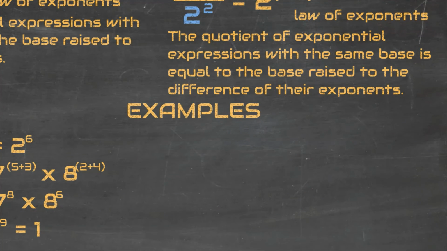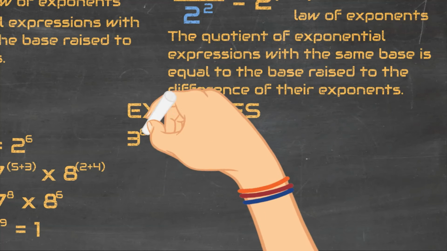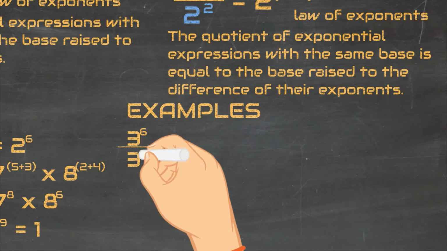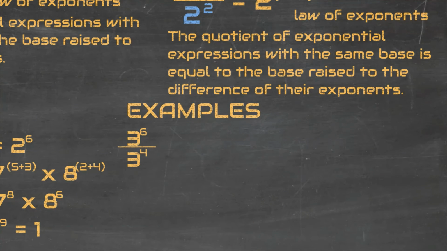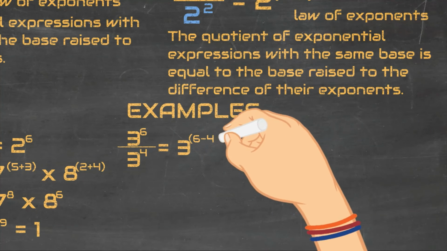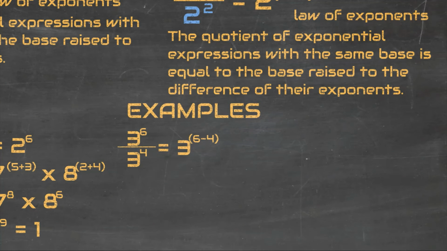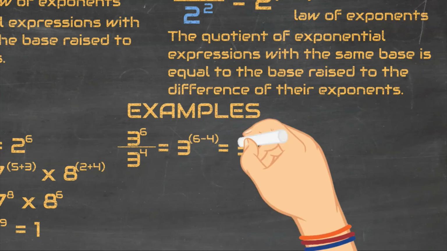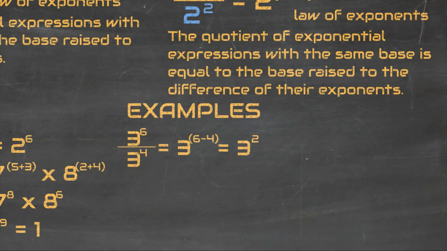Examples: 3 to the 6th power divided by 3 to the 4th power. 3 to the 6th power divided by 3 to the 4th power equals 3 to the power of 6 minus 4. 6 minus 4 equals 2. 3 to the 6th power divided by 3 to the 4th power is therefore equal to 3 squared.